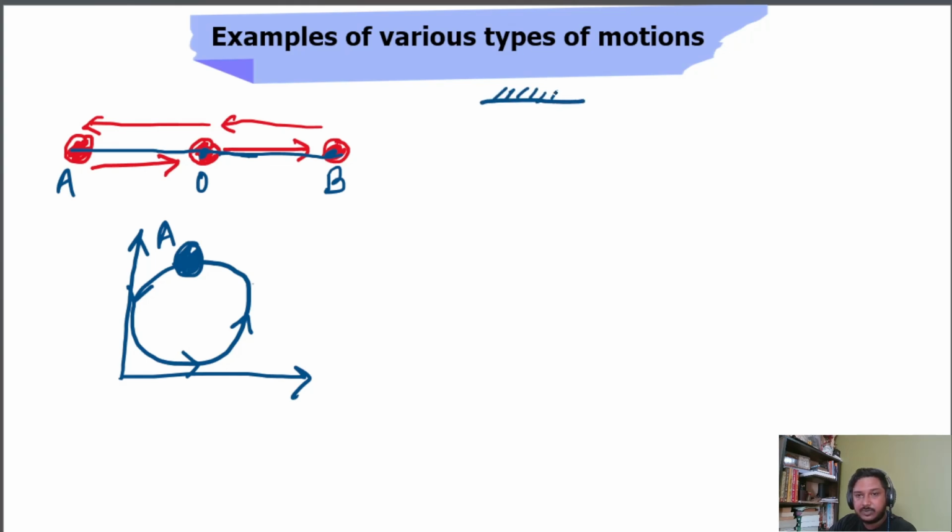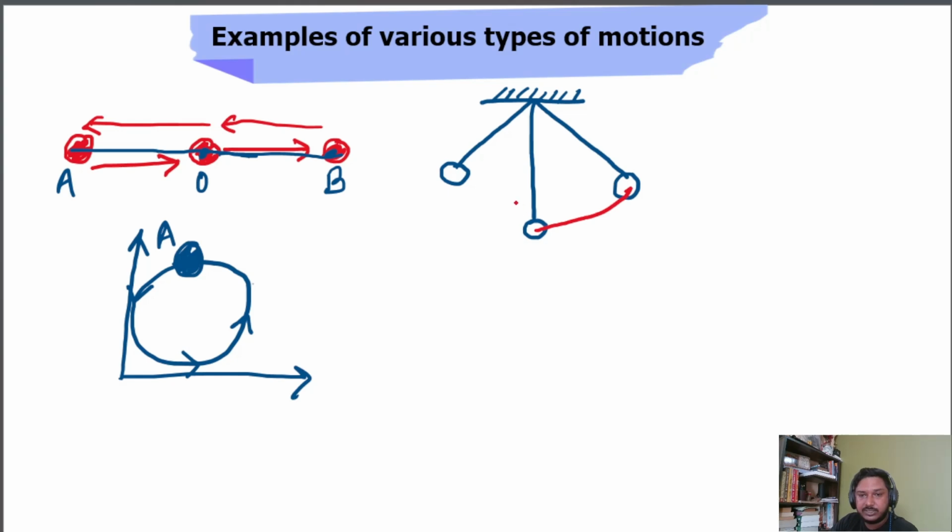So if this is the roof or the fixed structure from which a string is hanged, and we have a metallic bob below, this is the mean position, let's say. Now this bob can move right and left, so this string will have one position on the extreme right side, and a position on the extreme left side. So the motion is basically happening from here to here.